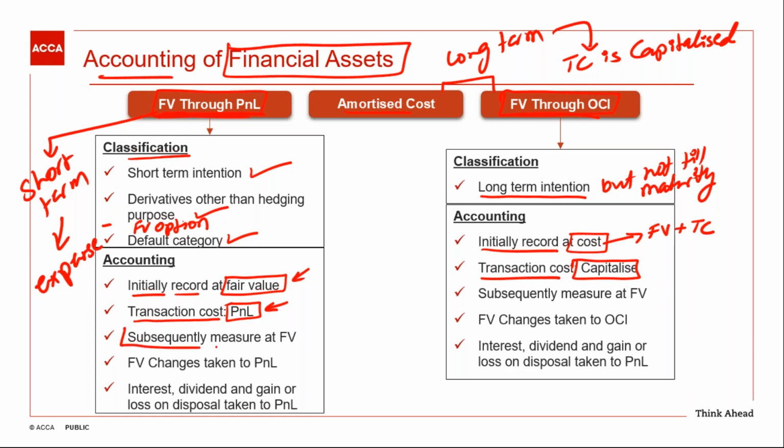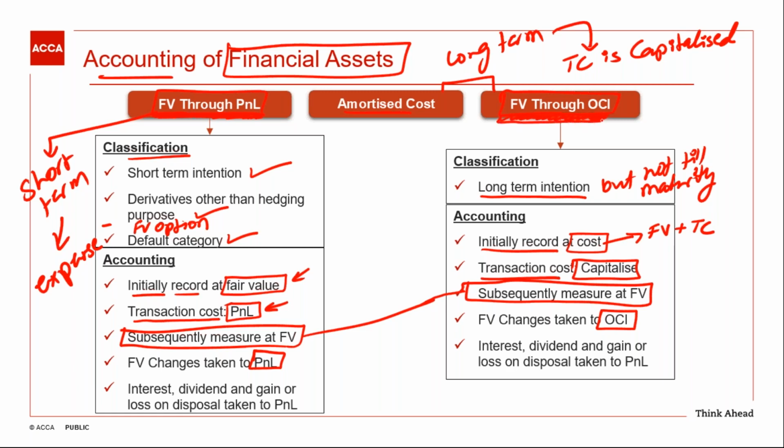Now in both the categories, the subsequent measurement is at fair value, but the fair value changes are taken to P&L in the short-term intention and OCI in the long-term intention. So by their names, fair value through P&L means carrying the asset at fair value and taking the changes to P&L. Fair value through OCI means carrying the asset at fair value and taking the changes to the OCI.